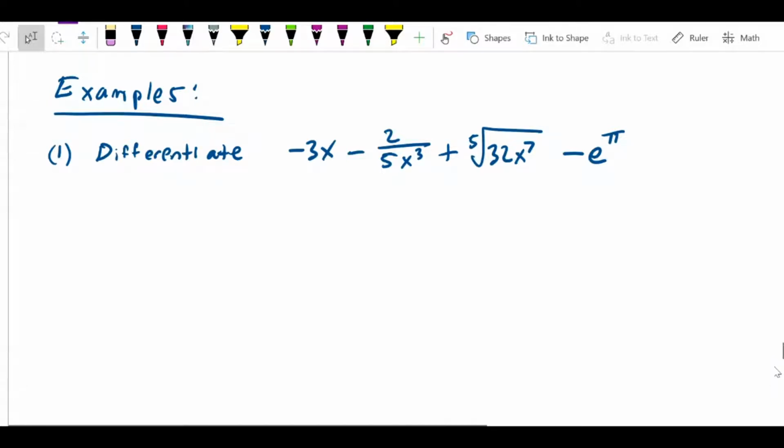So now we're just going to do a couple of examples applying the rules that we've seen so far, or at least some of them. So the first one, and also I've written these in a couple of different forms because I just want to get you used to using the different terms and notations.